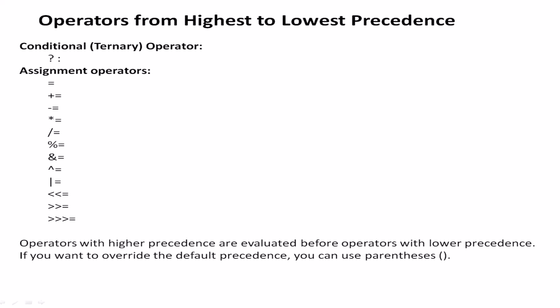So if you are going to have a signed integer, you are going to use the signed bit. Operators with highest precedence are evaluated before operators with the lowest precedence. If you want to override the default precedence, we can use the parenthesis.